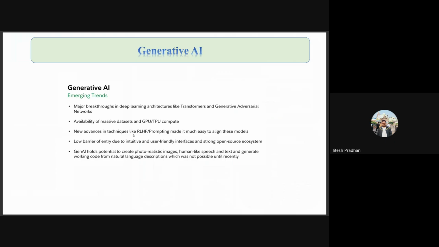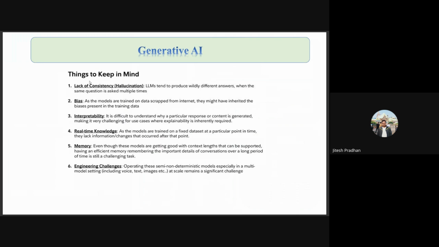We now have advanced techniques like RLHF, which is basically reinforcement learning through human feedback. So humans can give feedback and we do the reinforcement learning. We also have prompting. So these are the things, and that's why Gen AI is an emerging topic right now. Okay. Then, things to keep in mind during Gen AI.